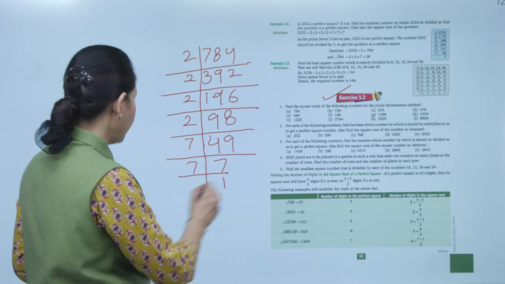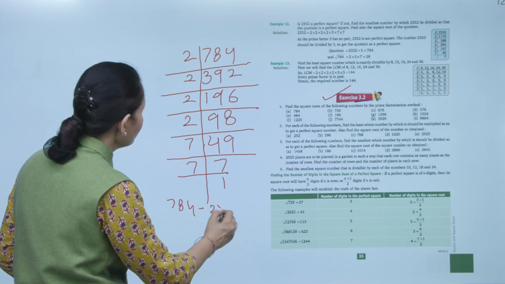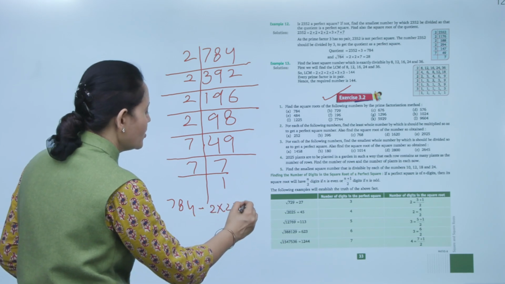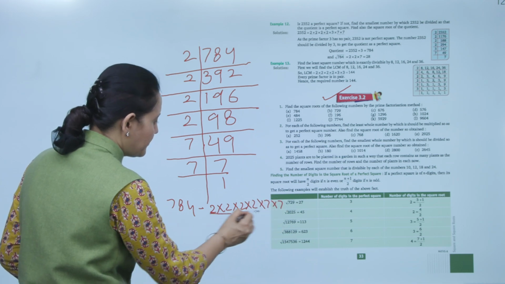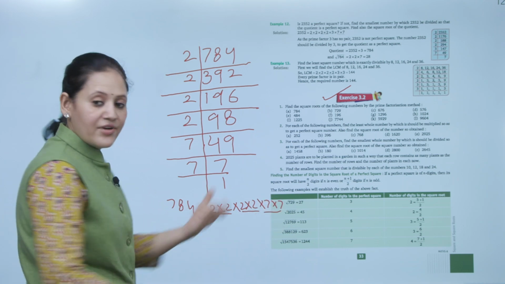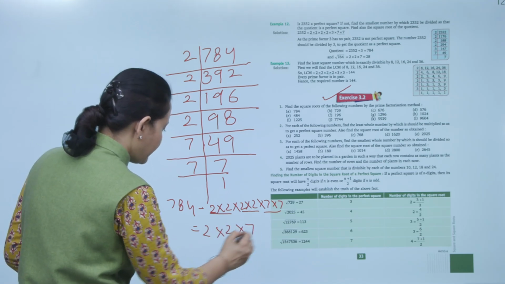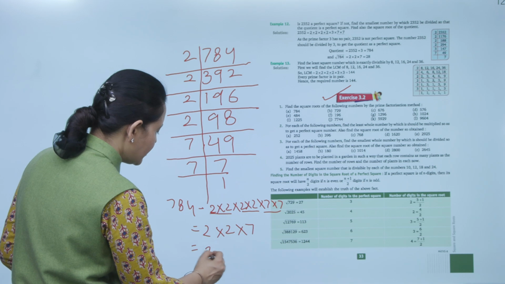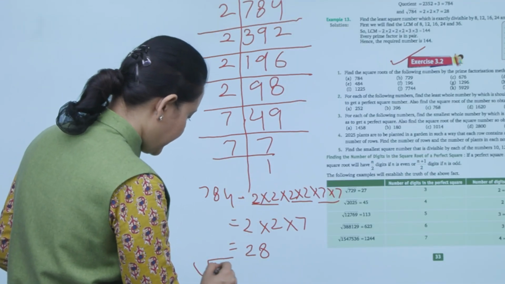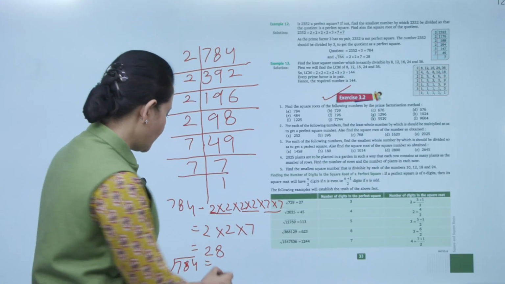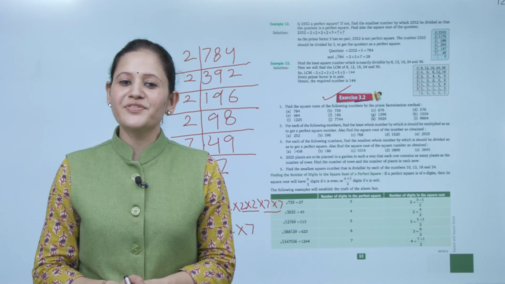So now the prime factorization of 784 will be equal to 2 into 2 into 2 into 2 into 7 into 7. Now we'll make pairs, and from every pair we'll take out one number. So that is equal to 2 into 2 into 7. So that is equal to 28. So square root of 784 हो जाएगा 28. Clear? Practice all the questions of this exercise.